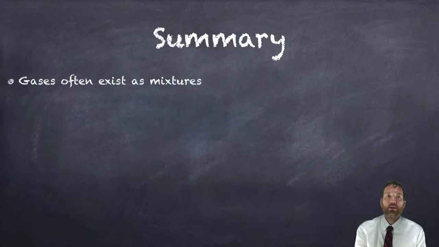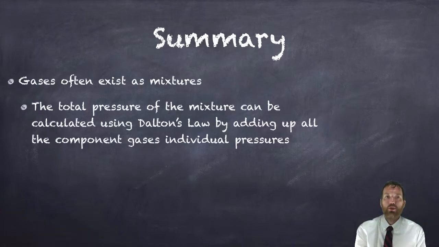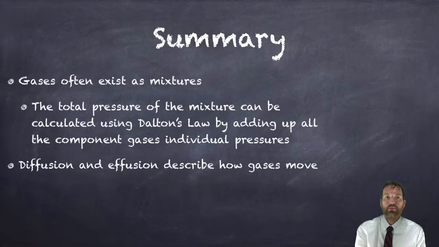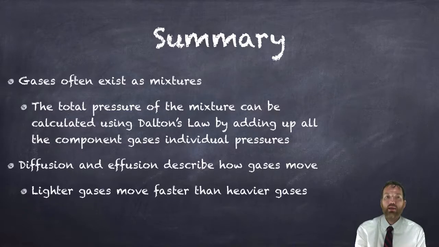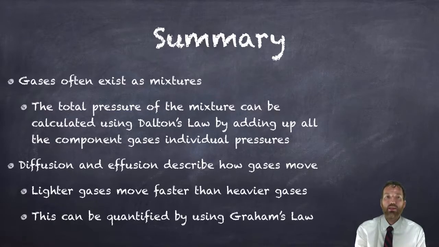So in summary here, gases often exist as mixtures. The total pressure of the mixture can be calculated using Dalton's law by adding up all the component gases' individual pressures. And diffusion and effusion describe how gases move. Obviously, lighter gases move faster than heavier gases, but this can be quantified using Graham's law. Make sure you do it correctly. It's a really easy math problem, but it's easy to mess up. Make sure you always compare your lighter gas to your heavier gas, and don't forget to flip your masses when you are solving. Always have the inverse relationship.